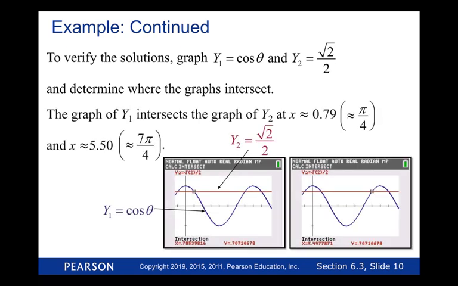So now the way they're verifying it, they look at the graph. They graphed cosine of theta, and then they graphed the line y equals root 2 over 2. And it's going to cross at all of the points that we just found. All right, so we're going to let that be. All right, let's try another one.